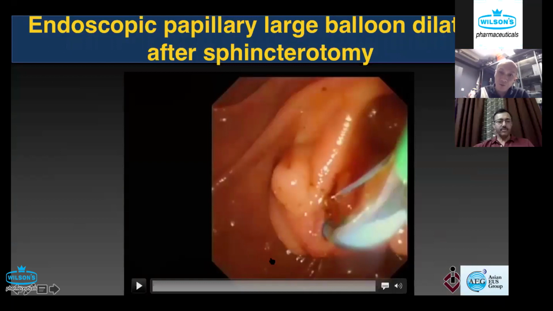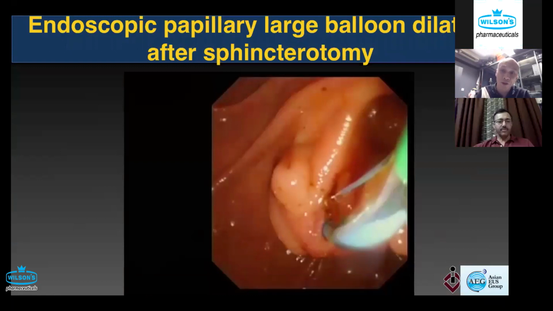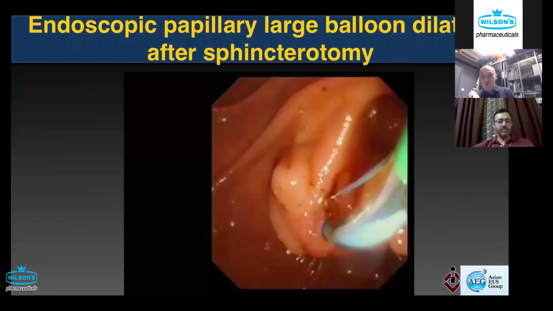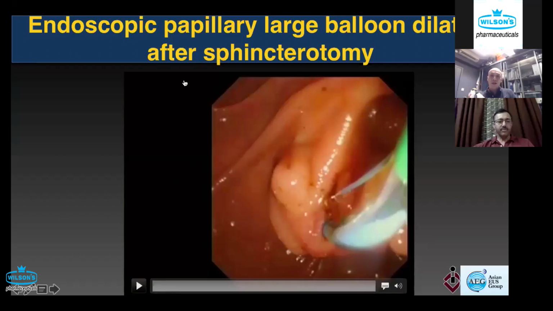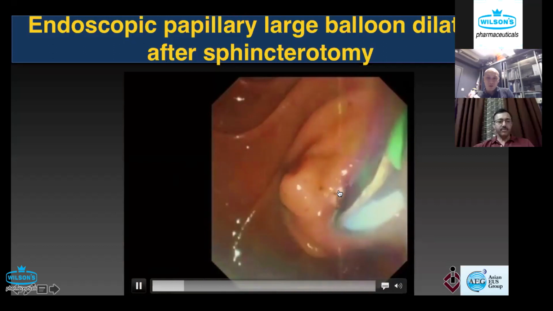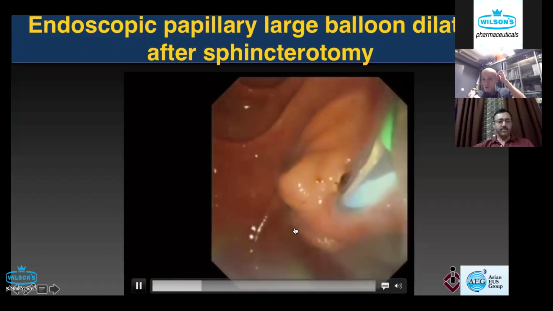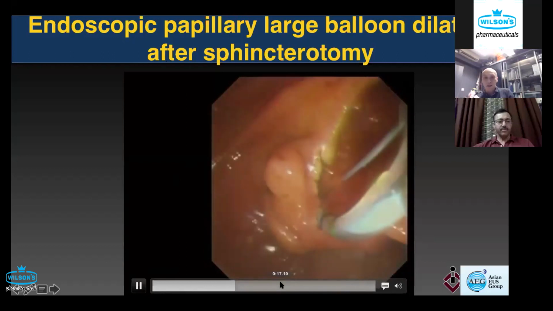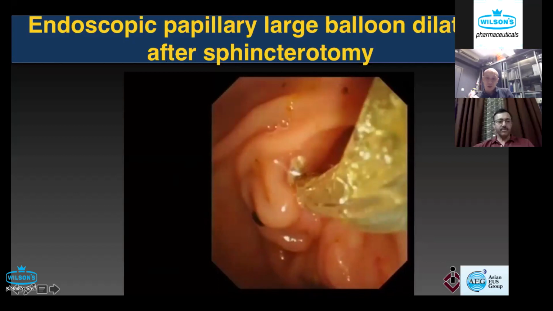To deal with this situation, one of the important things is to avoid this complication. When we see a large stone, there are several things we can do to prevent stone entrapment. First of all, we can do a combined sphincterotomy plus a large balloon dilatation. Usually we would do a limited sphincterotomy around half to a third of the papilla, followed by a large balloon sphincteroplasty up to the size of the bile duct.